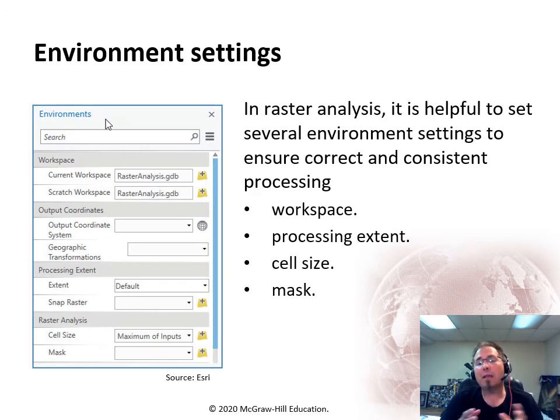Another key thing that you have to consider when doing raster analysis is your environment settings, particularly 4 of them: the workspace, the processing extent, the cell size, and a mask if you're going to use one. You want to set these up ahead of time in your project to ensure that everything's consistent as you go forward.